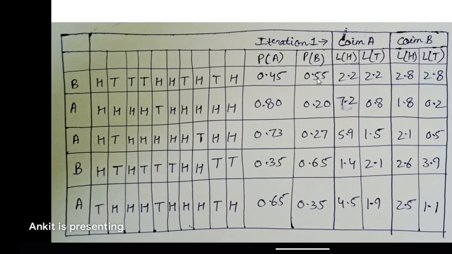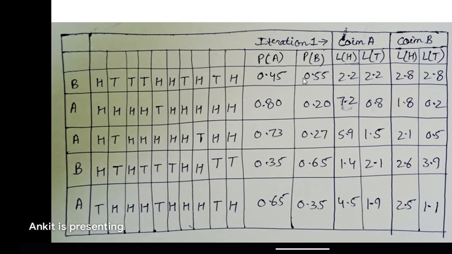So now this is the column point A and point B, and this is the likelihood. LH means likelihood of head for point A, and LT is likelihood of getting tail by point A. This LH is likelihood of getting head by point B, and this is likelihood of getting tail by point B.